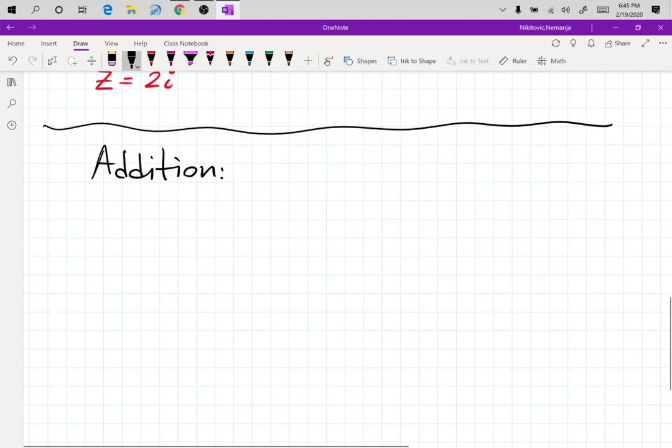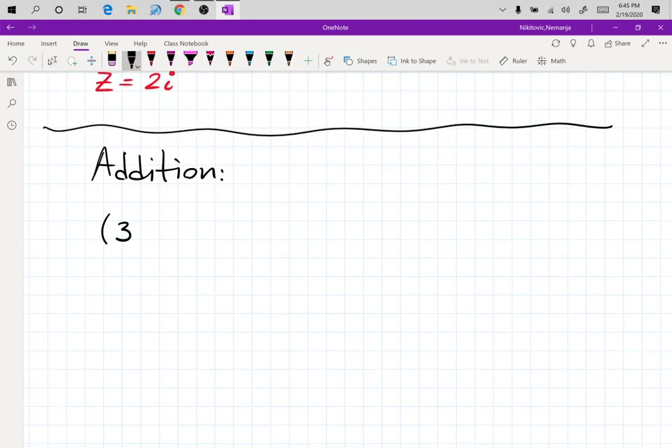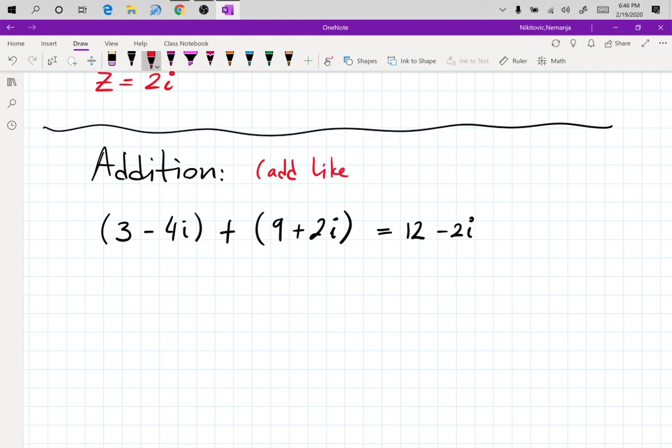Addition. So if I have a complex number 3 minus 4i, and I want to add that to 9 plus 2i, how would I go about it? What do you think? Combine like terms. Excellent. So 3 plus 9 is 12. And then minus 4i plus 2i is negative 2i. Awesome. We are done with addition. That's all it is. So I'll write in blood: add like terms.